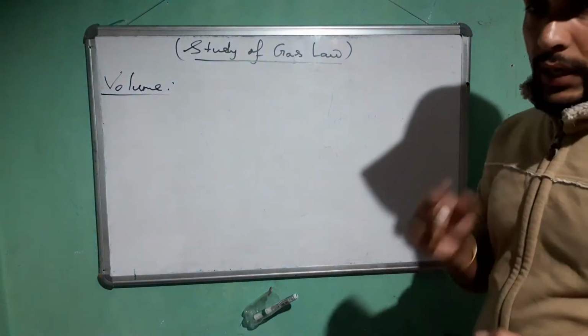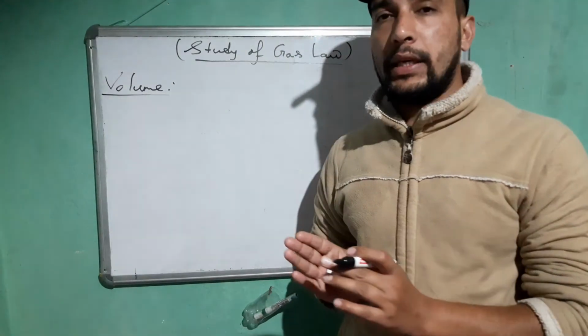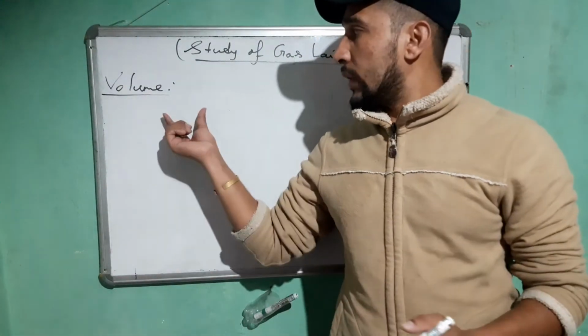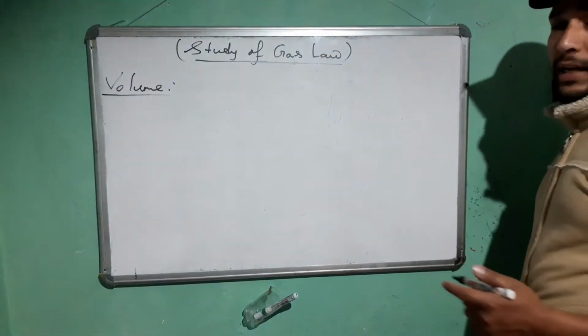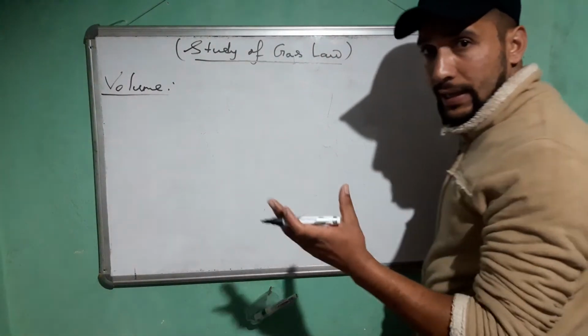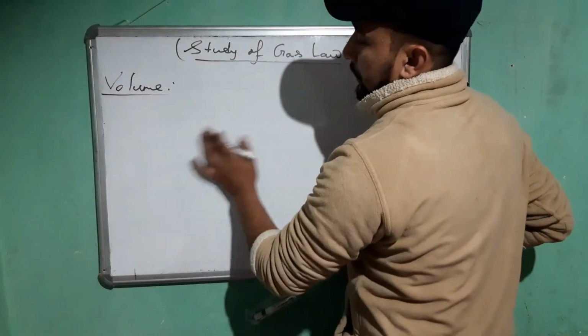Volume, I have already given the question. Define volume and give its various units. So ensure you write it. Volume is defined as the space occupied by an object.